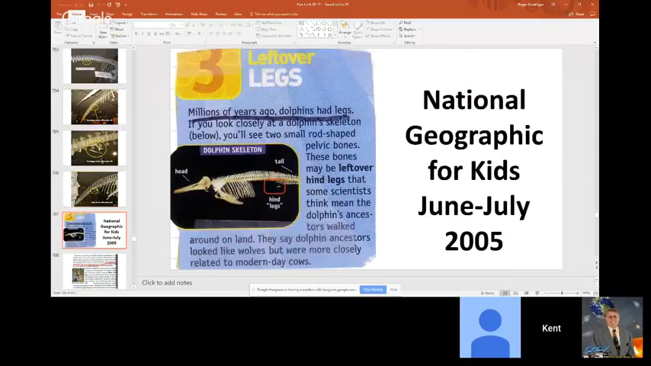Here's National Geographic. It says millions of years ago, dolphins had legs, showing the same hind legs. They've got the picture right here. This is propaganda. This is a lie. Those bones in the dolphin are used exactly like the whale. They're used for reproduction. They're not leftover hind legs.